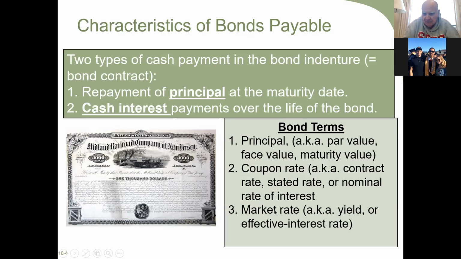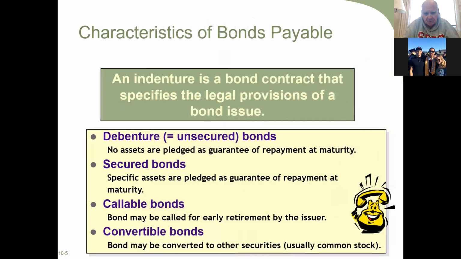We have something even more important, huh? The market rate, also known as the yield or effective interest rate. And this is going to come into play when we use that rate when we go to the present value tables. Coupon rate, you just figure out the annuity amount. Market rate, you figure out the present value of that annuity, okay? So let's see what we have here.